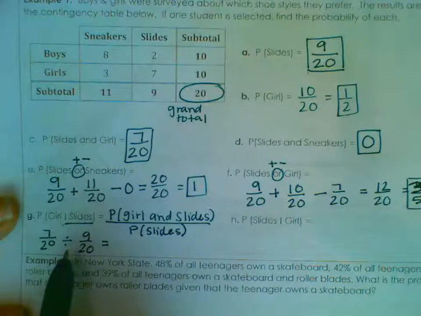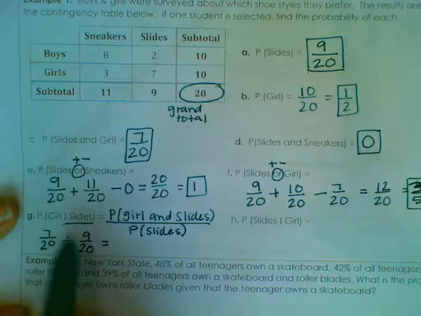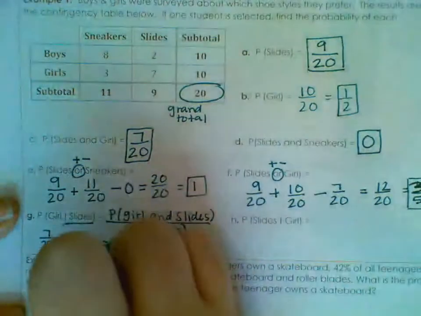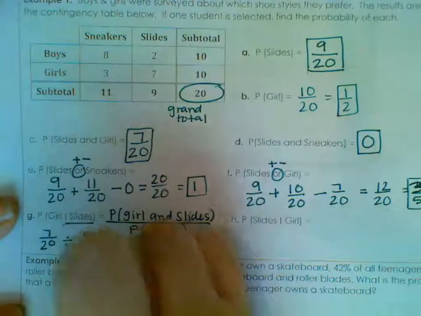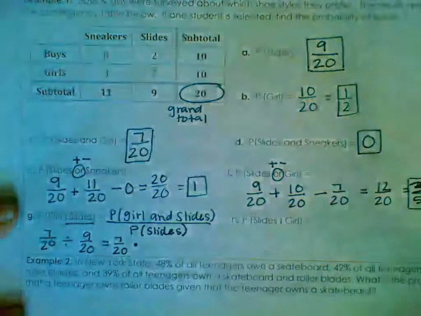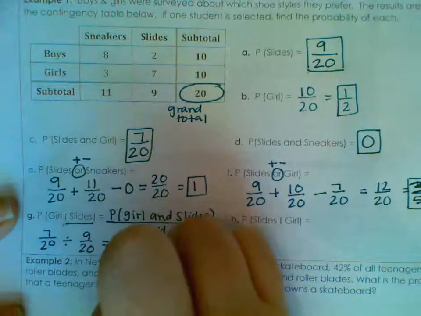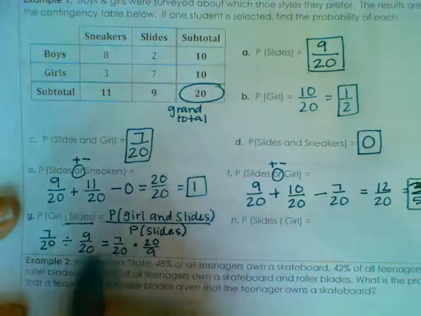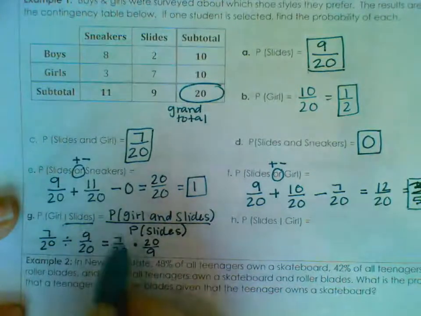Now, remember, how would you solve a division problem with fractions? Remember, you keep the first one the same, change to multiplication, and then flip that second fraction. Keep, change, flip, and then you can multiply. Or you can just put that in your calculator, but this is kind of a little bit of a shortcut, I think.